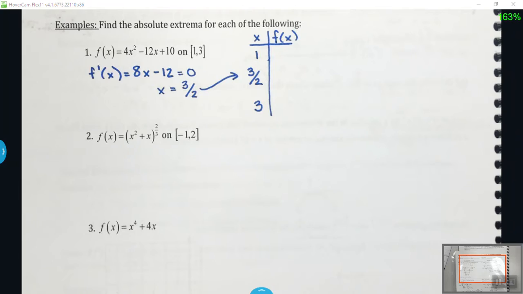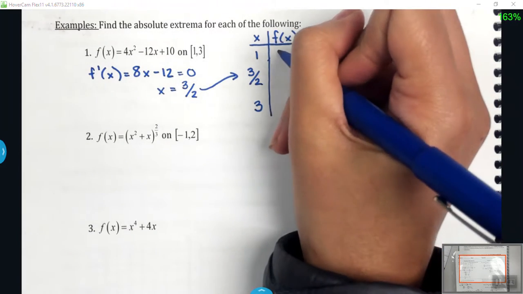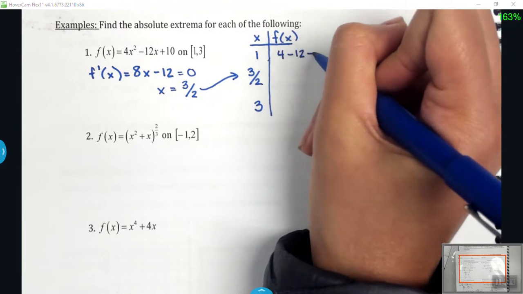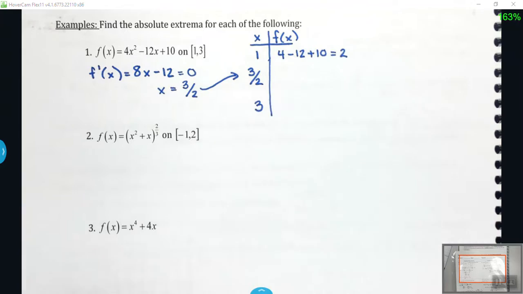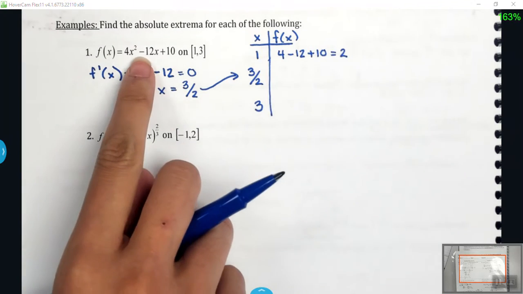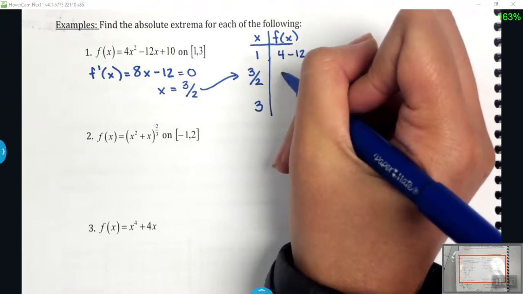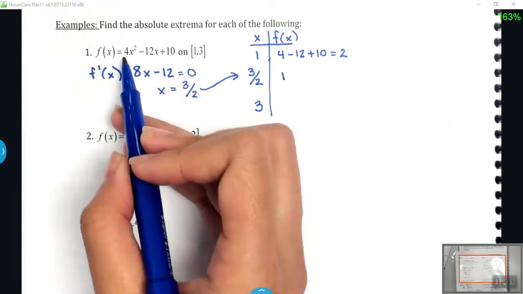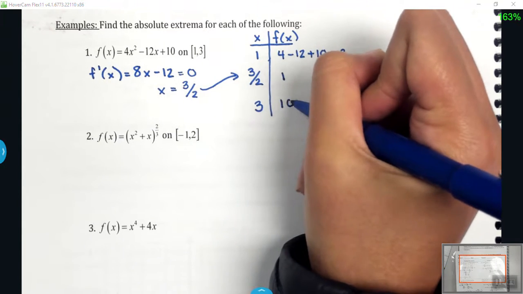Okay? Then you take 1 and you plug it in here, and you get 4 minus 12 plus 10, which is 2. And you'll take 3/2 and you'll plug it in here. Just for time's sake, I'm going to tell you that answer is 1. And then you take 3 and you plug it in here and you get a y value of 10.